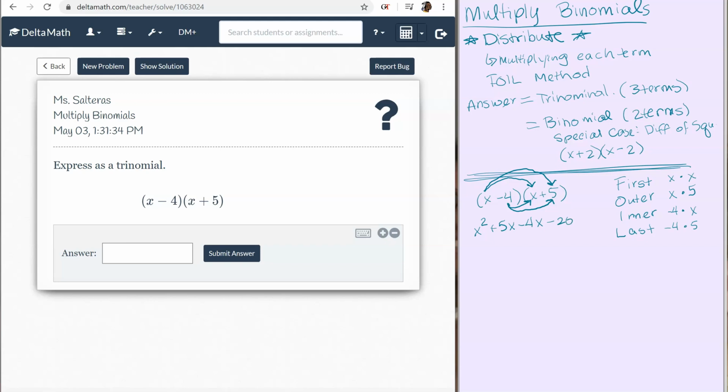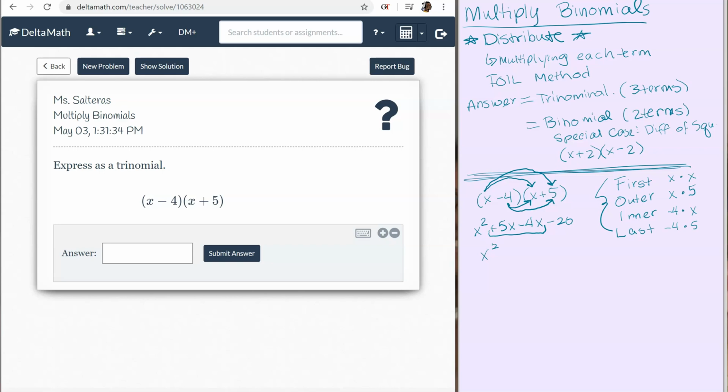Once you get here, you're going to combine like terms. If you follow this method, you're already going to have it written in standard form, and the only two terms you have to combine are the ones right in the middle. The first and the last do not combine, they don't have like terms, so those are just going to be rewritten, and it's the middle two terms that are going to combine.